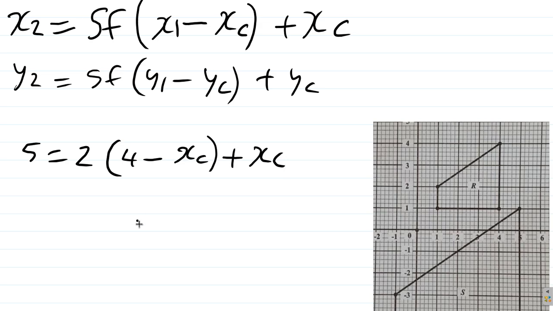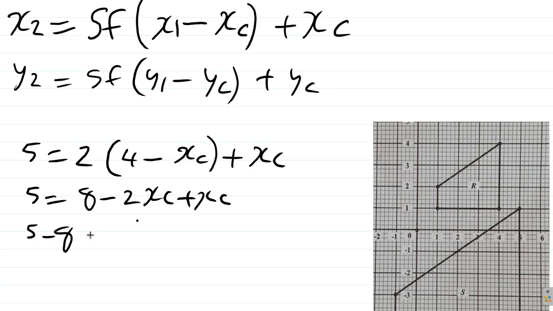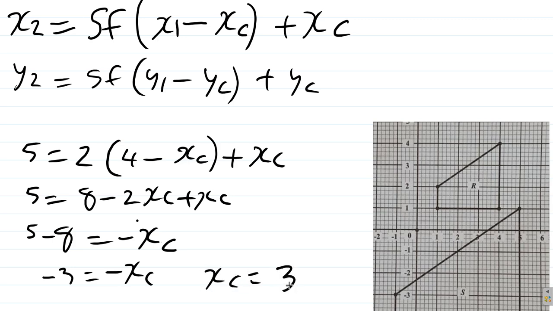Now, if we multiply and so on, 5 equal 2 4s 8 minus 2xc plus xc. So 5 minus 8 is equal to negative 2xc plus xc, which is negative 1xc. 5 minus 8 is what? Negative 3. Negative 3 is negative x for the center. So the x for the center of enlargement is 3. Alright. What about the y now?